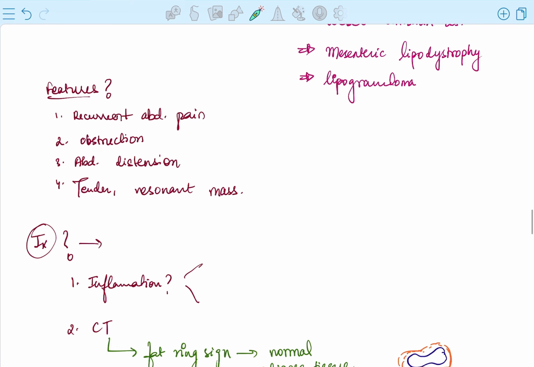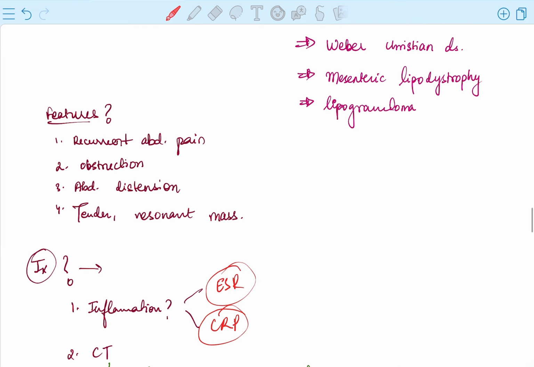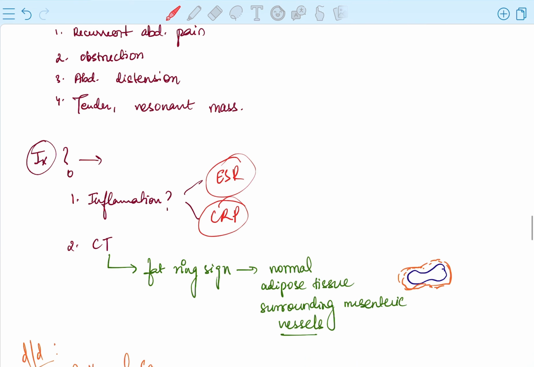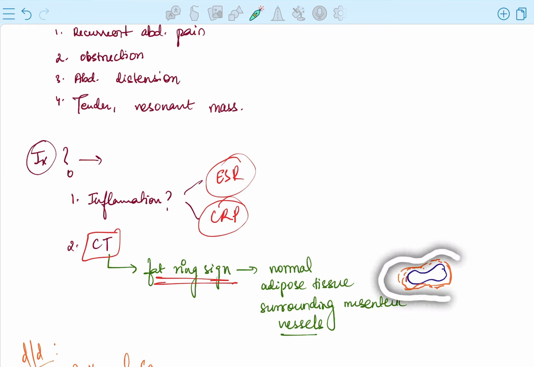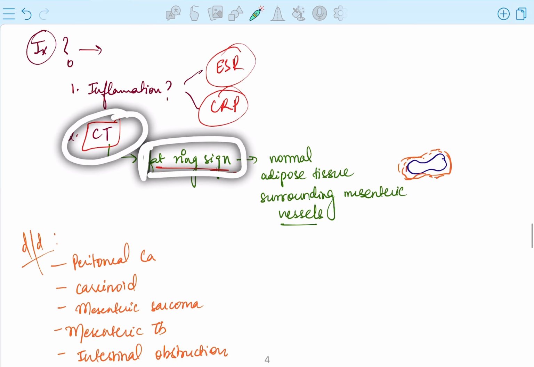What is going to be the investigation? You know there's an inflammation. So what are you going to order? ESR and CRP. These are the things which you are going to order whenever there's an inflammation. And one more thing that you should know about this condition is on CT, you're going to find a fat ring sign. So there is a mesenteric vessel, as you can see here, and surrounding the vessel you have normal adipose tissue, which on CT you can see as the fat ring sign. This is one important thing you should know.